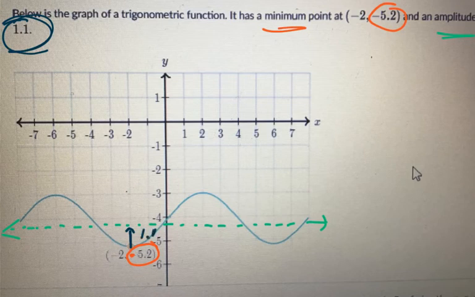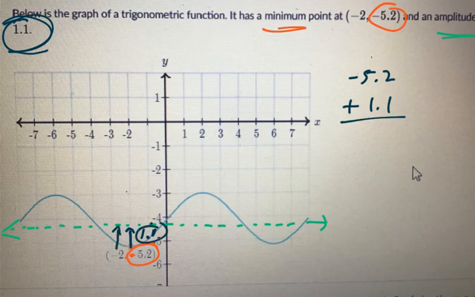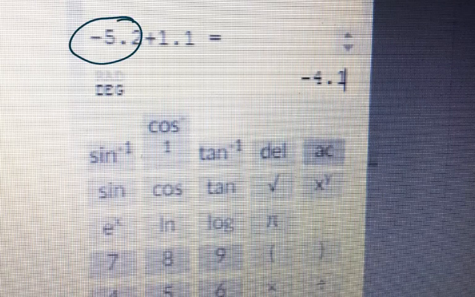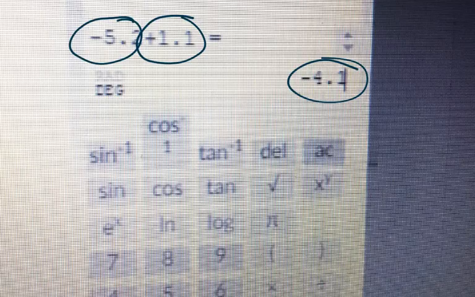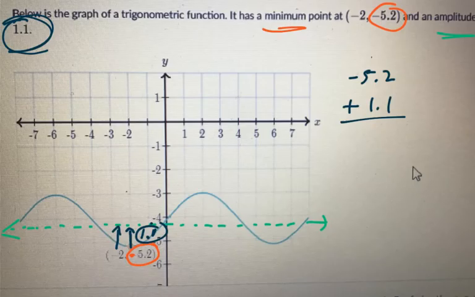That means they just told me from that minimum, the distance to the midline is 1.1, okay? So what am I going to do? We're just going to take negative 5.2. We're going to add 1.1 because adding 1.1 moves you up to where the midline is, right? And using the calculator, negative 5.2 plus 1.1 is negative 4.1. So again, that's what I'm going to type in that box down there, negative 4.1. That's where this green line is, the midline. And you're done and you get 100%.